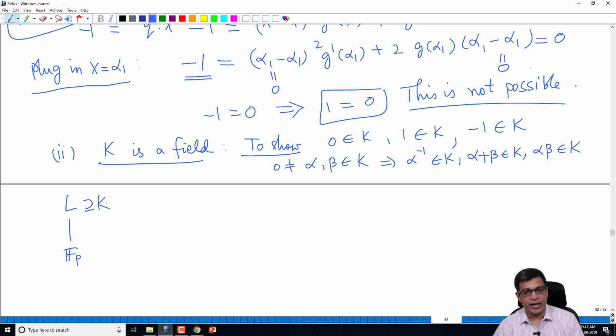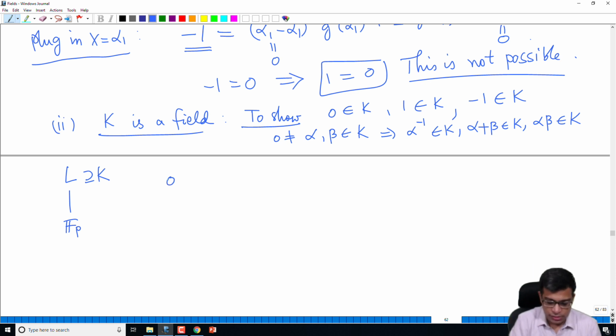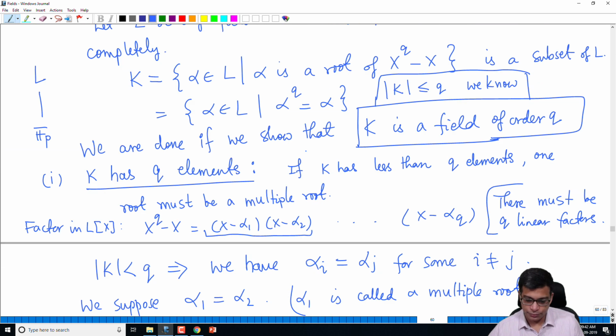That means take two elements, their product is there, their inverse sum is there. If non-zero, then its inverse is there, 0 is there, 1 is there, and so on. Okay, so let's check all these things one by one. 0 power q is certainly 0, that means 0 is in k.